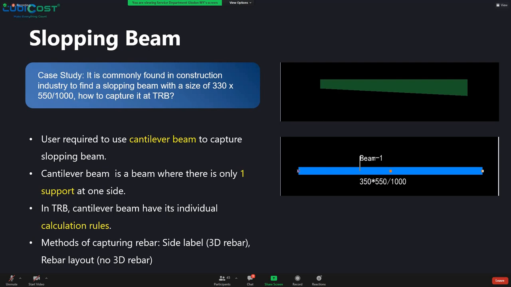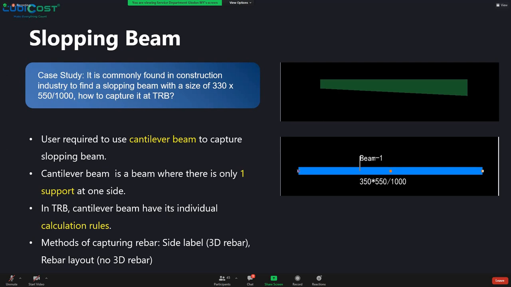Other than that, a cantilever beam has its own calculation rules. Their rules apply separately from a normal frame beam. So if you open up your calculation rule, you're able to see this. There are cantilever beam rules down below. In terms of how you want to capture the rebar information for this kind of beam, you can use site label, and if you do, it will provide you a 3D view of the rebar. But if you capture the rebar in rebar layout, of course, there is no rebar 3D.